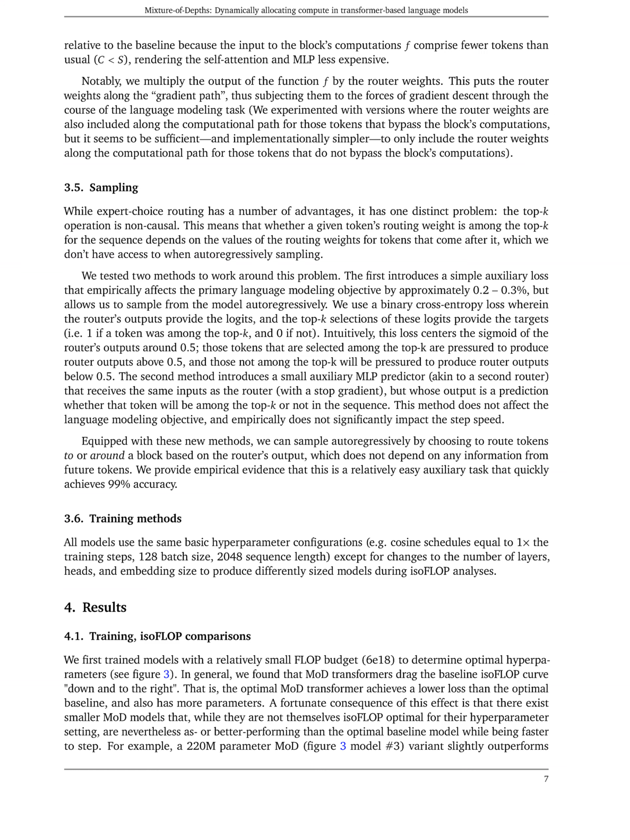The second method introduces a small auxiliary MLP predictor that receives the same inputs as the router but predicts whether a token will be among the top K or not in the sequence. This method does not impact the language modeling objective significantly and does not affect the step speed. These methods enable autoregressive sampling by routing tokens based on the router's output, which does not rely on future token information, ensuring successful sampling without compromising performance.